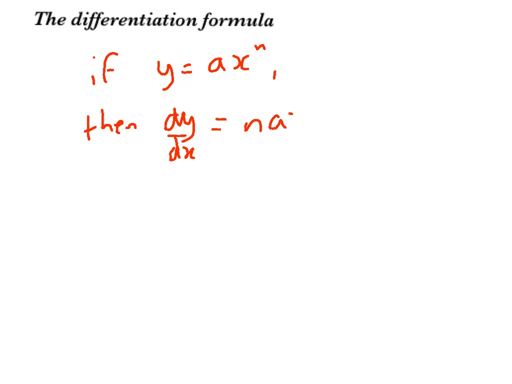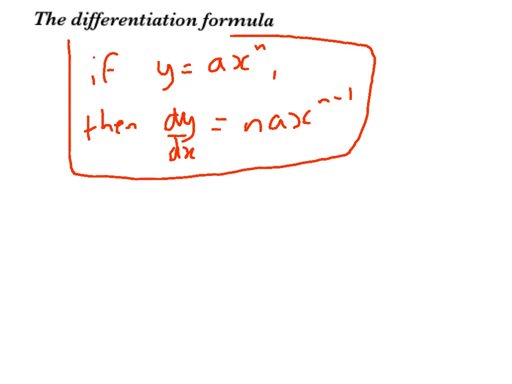if y equals ax to the n, where a and n are constants, then dy over dx equals nax to the n minus 1. This is our key formula. You can do this, you can apply this. It doesn't matter about first principles, you can do this. So don't let the first principles scare you off, okay?